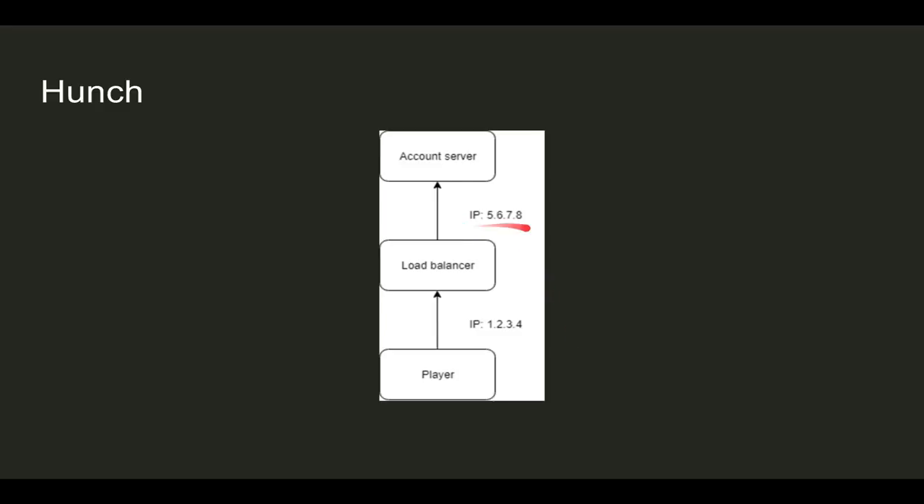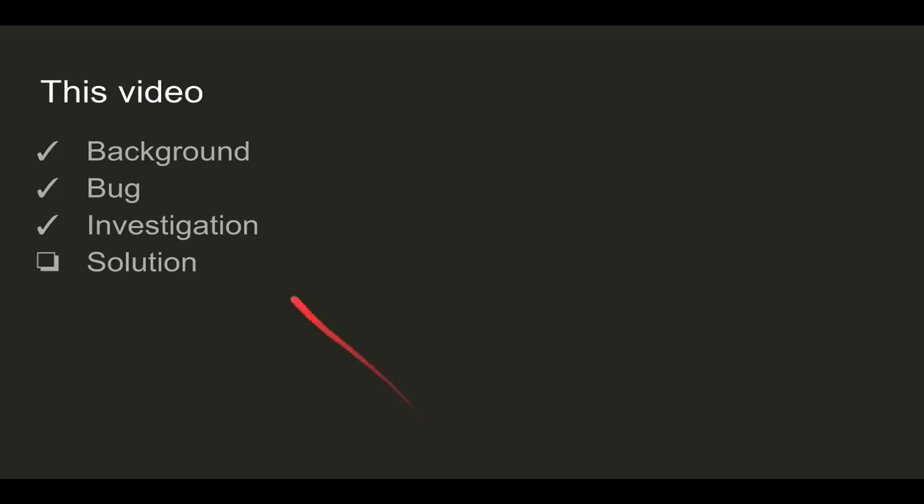The load balancer's IP address was the only IP address that my account servers ever saw. This means that if 100 people were all trying to perform some action over the course of a single second, most of them would be rejected with a rate limit error. We know the bug. How do we fix it?